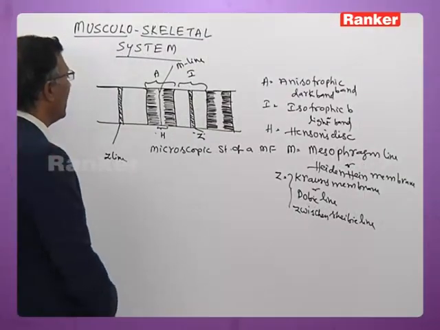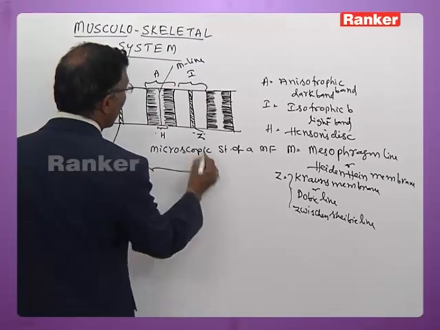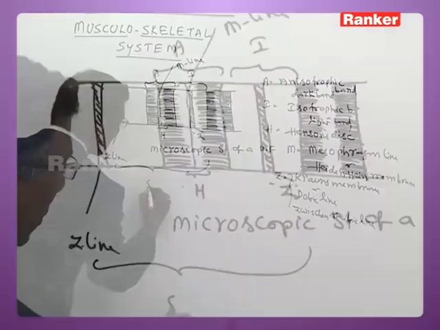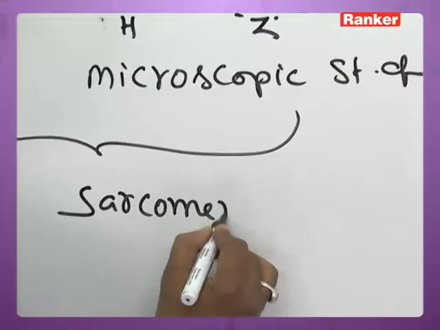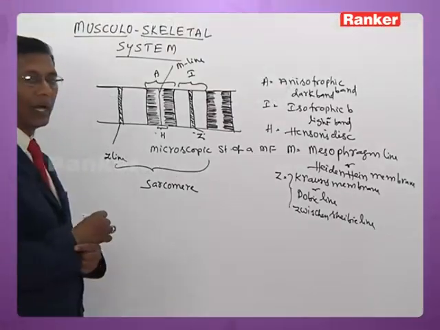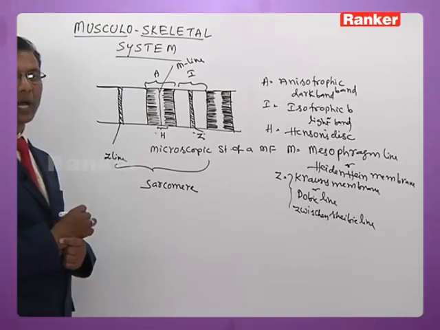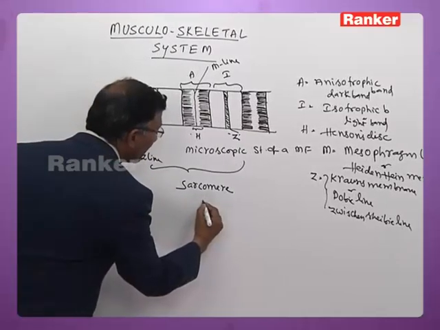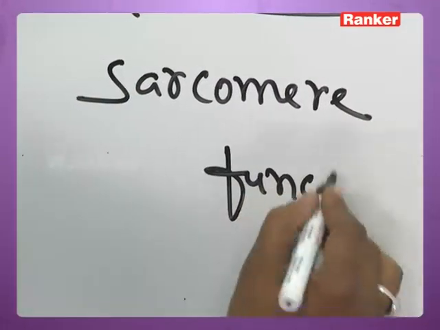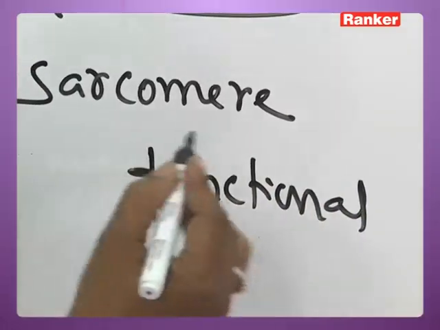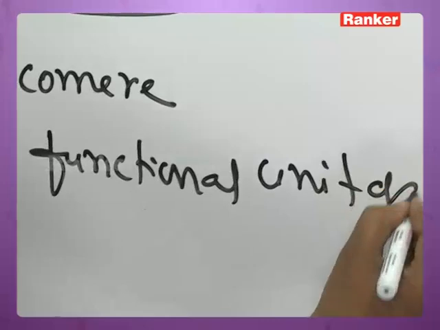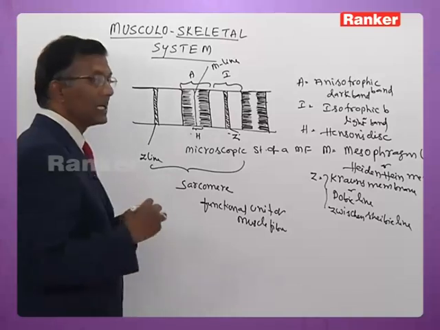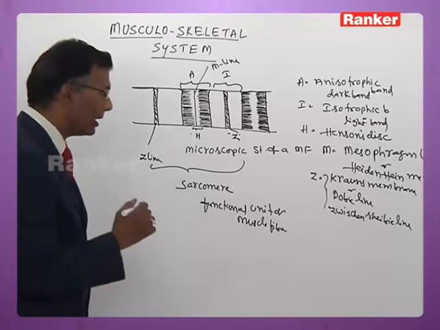Part of the myofibril that lies between two successive Z lines is called sarcomere. Sarcomere is the functional unit of muscle fiber. So remember students, sarcomere is the functional unit of muscle fiber.